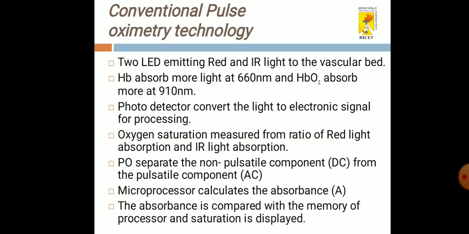Conventional pulse oximeter technology. Here two LEDs emit red and IR light to the vascular bed. Hb absorbs more light at 660 nanometer and HbO2 absorbs more at 910 nanometer. The photodetector converts the light into an electronic signal for processing. Oxygen saturation is measured from the ratio of red light absorption and IR light absorption. The pulse oximeter separates the non-pulsating component from the pulsatile component. The microprocessor calculates the absorption, which is compared with the memory of the processor, and the saturation is displayed.